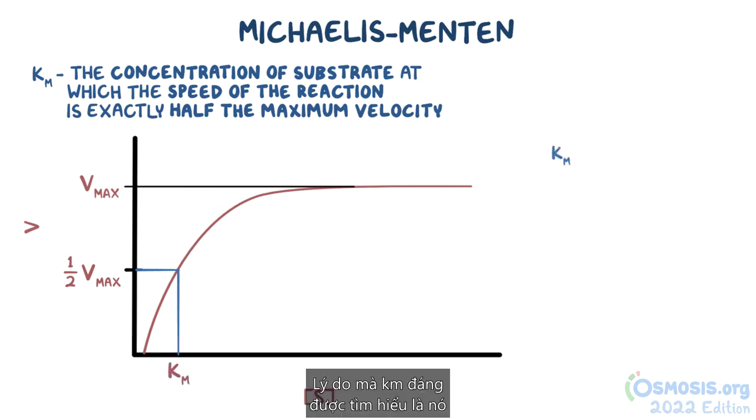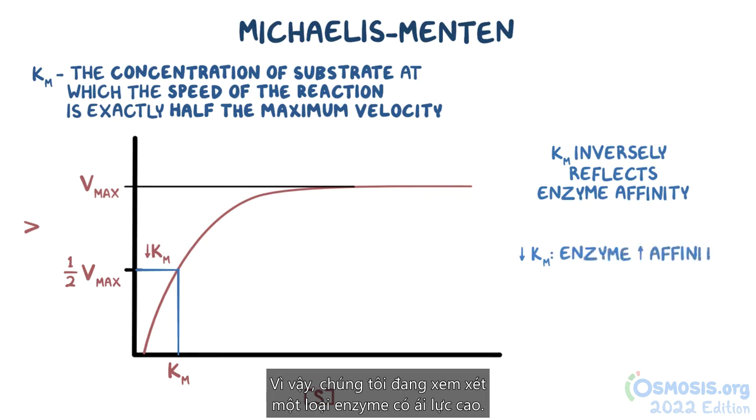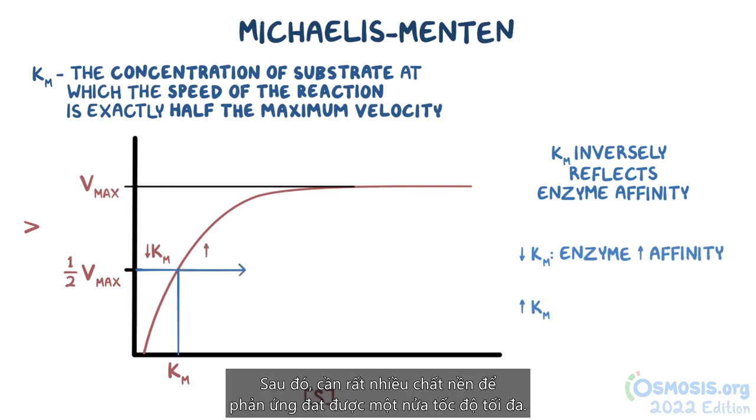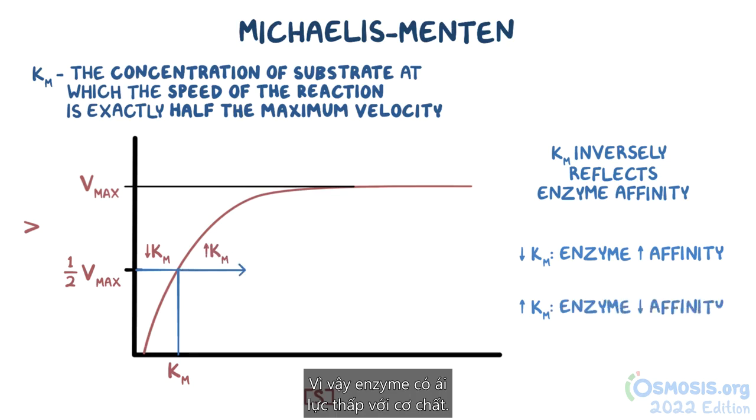The reason that Km is worth figuring out is that it inversely reflects enzyme affinity. If Km is low, only a little substrate is needed for the reaction to skyrocket up to half its maximum rate. So we're looking at an enzyme with high affinity. On the other hand, if Km is high, then it takes a lot of substrate to get the reaction to go at half the maximum rate. So the enzyme has low affinity for its substrate.